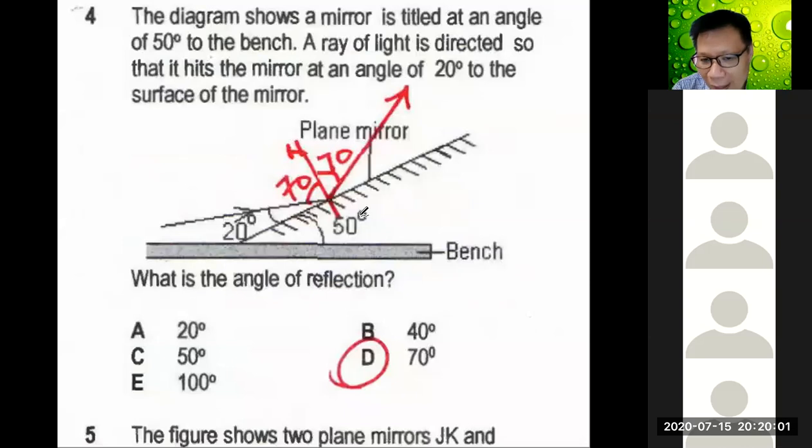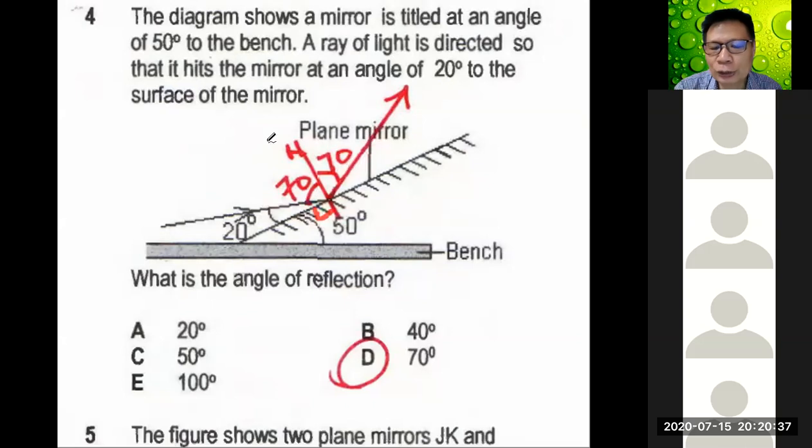When you draw a normal line, the angle here must be 90, total must be 90. Here 20, so here must be 70. Remember, the angle of incidence must be taken from the normal line. The normal measure here is 70, so the reflection is also the same, 70. So light hits here, reflected here. Incident 70, reflected angle also 70. Okay.